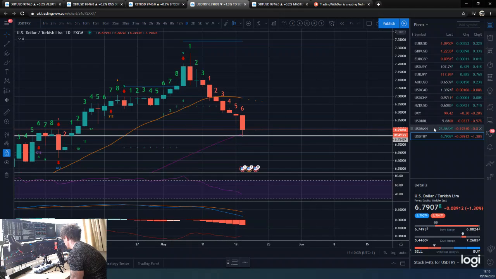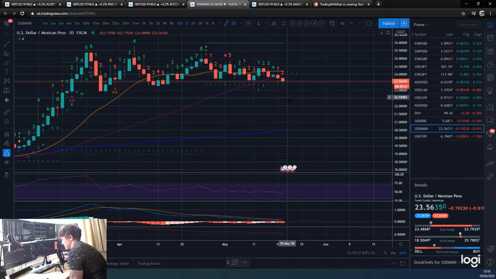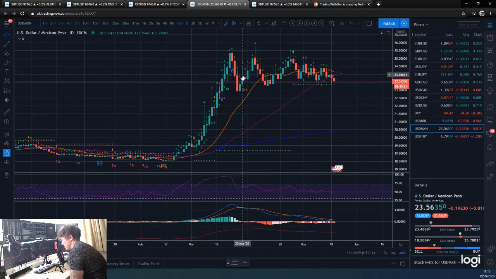So we've got the Turkish lira, and this is the Mexican peso, which is holding up. Well, I say holding up, this is weakness. It's basically the dollar holding up against the peso. But yeah, could we break out of this? This is as clear a descending triangle as you would ever see. So we all know how they play out.